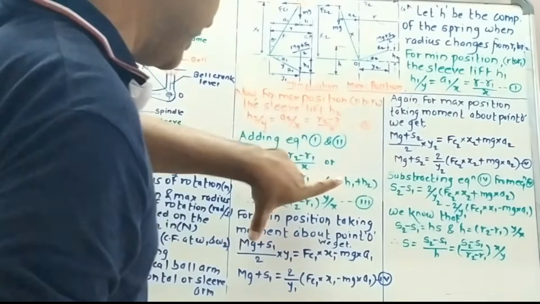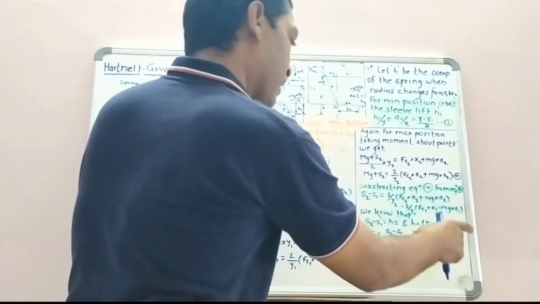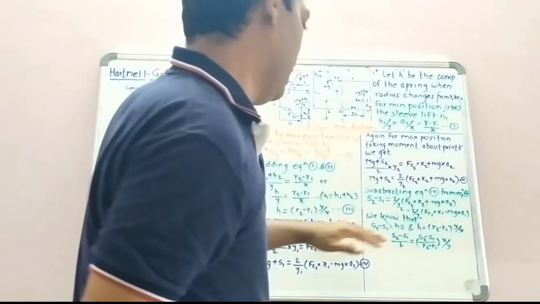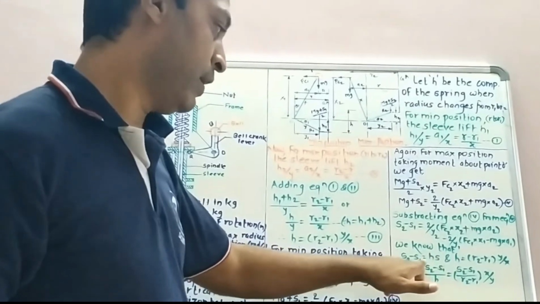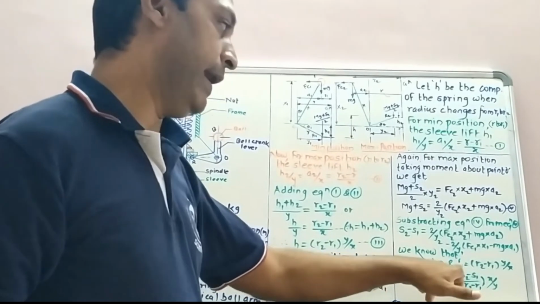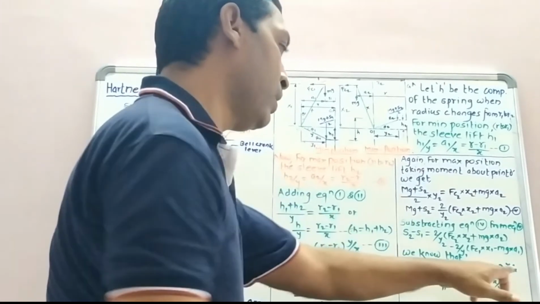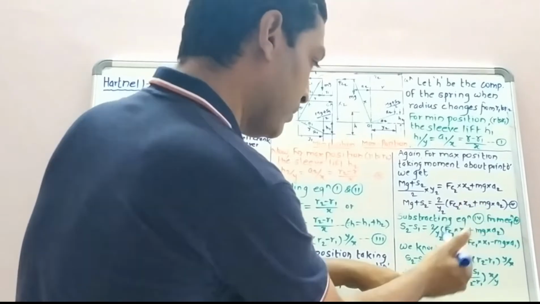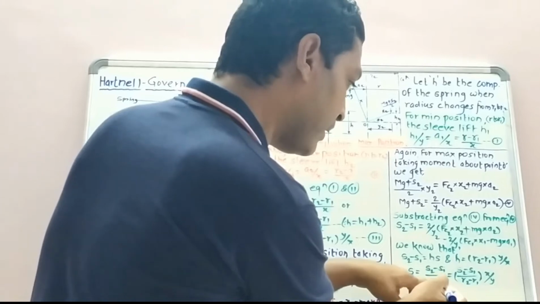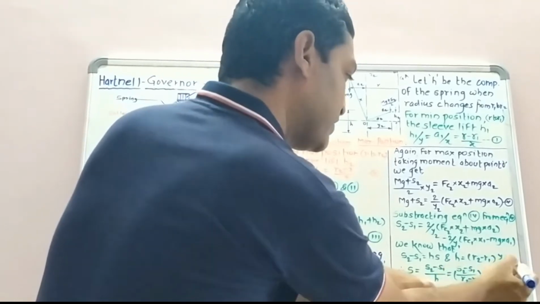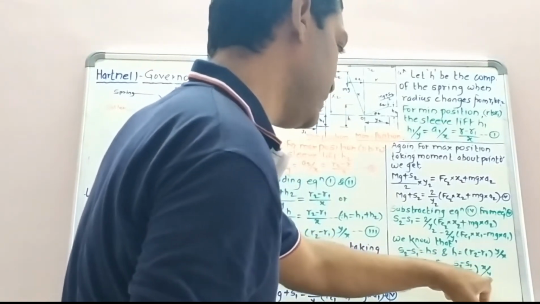So mg gets cancelled. We can get s2 minus s1 towards the left side, and towards the right side this term minus this term. We know the difference between the spring forces is nothing but s2 minus s1 equals h into s, and from equation number 3, h equals (r2 minus r1) into y by x. So you can get from this relation s equals (s2 minus s1) divided by h. Replace the h by this term, that is (r2 minus r1) multiplied by x divided by y.